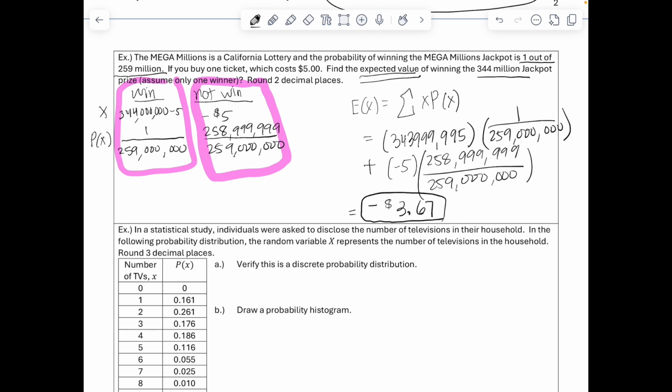What does this mean? This means that if you were expected to play this lottery many, many times, you would expect to be losing $3.67 every time you play. So right now it doesn't look like the best idea to be playing this lottery. Usually if the jackpot goes up, and we have seen jackpots into the billions in California, then that's where you'll hear them talk about the expected value being possibly positive or closer to 0.